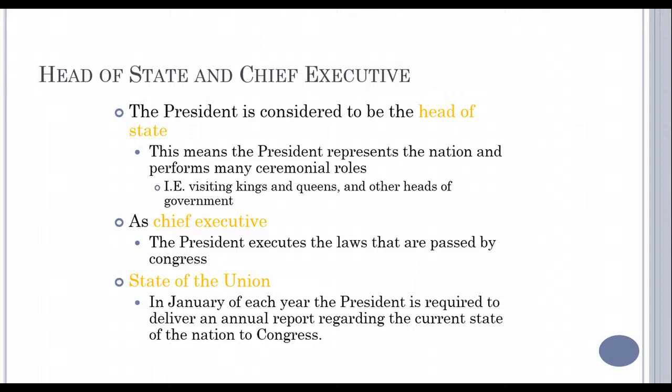But really now, the State of the Union address is used as a way of stating the policy goals that you have for the coming year and the ways that you would like to see that stuff be accomplished.